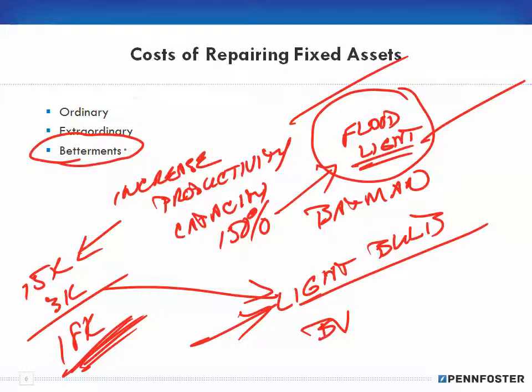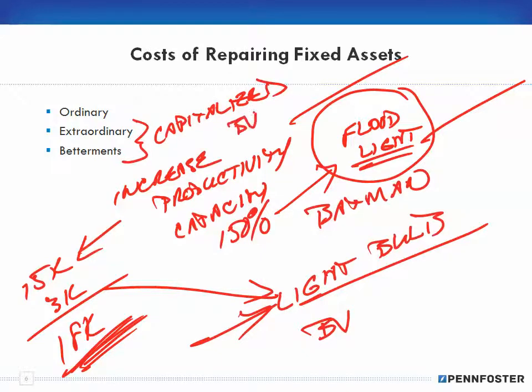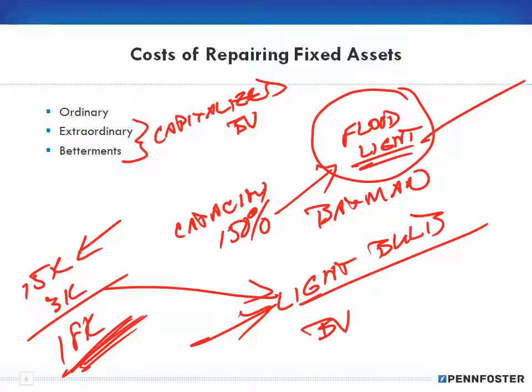So betterments and extraordinary repairs, both of those are capitalized. They're part of the book value of the asset itself. The ordinary repair is, once it's in service, anything that has to be done to repair it to keep it running is expensed. So that's the difference between those types of repairs.